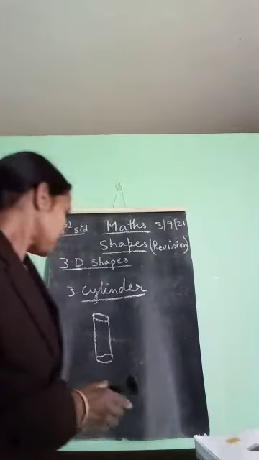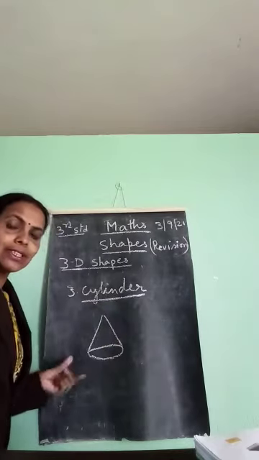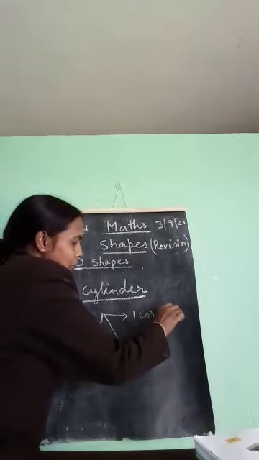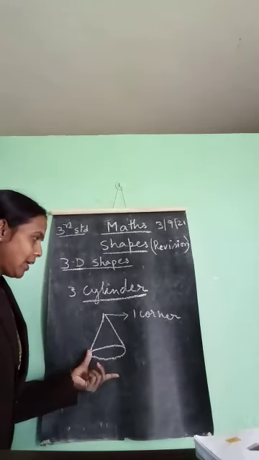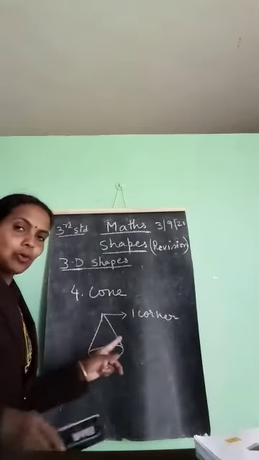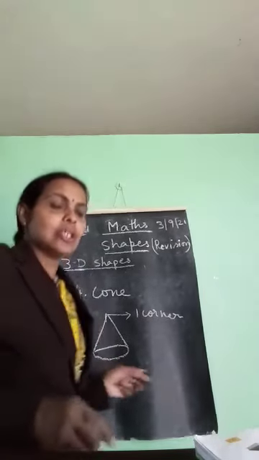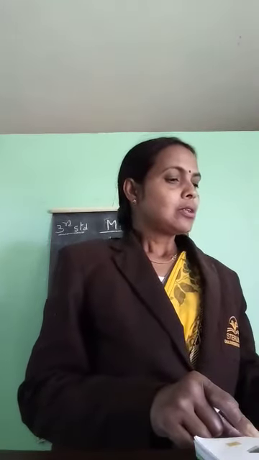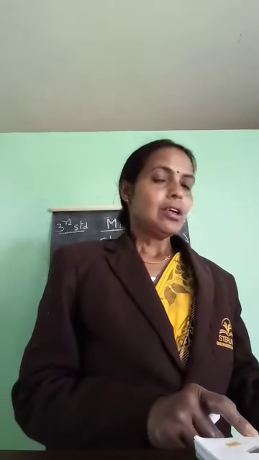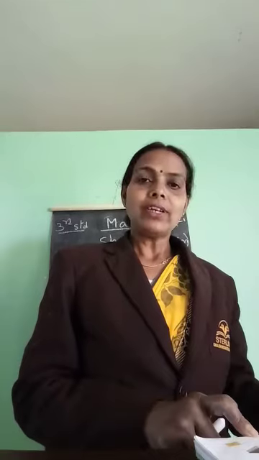Now next shape is cone. This is cone. It has one corner. It has two surfaces. One is curved and one is flat, and one vertex is there. For cone, it has two faces, one curved face and one flat face, and vertex is one.